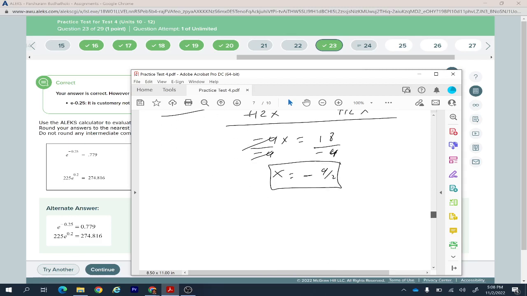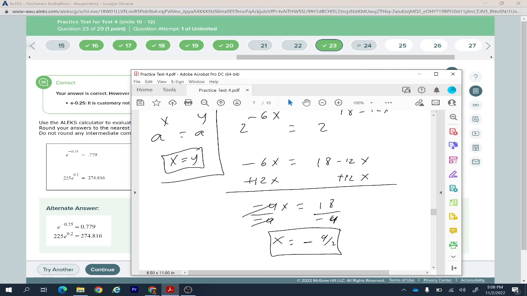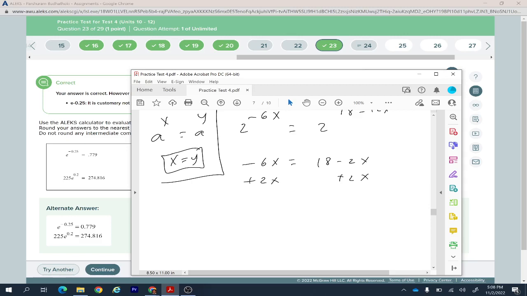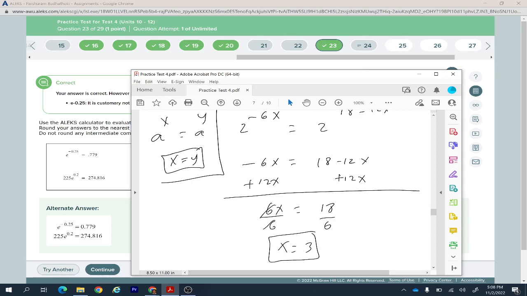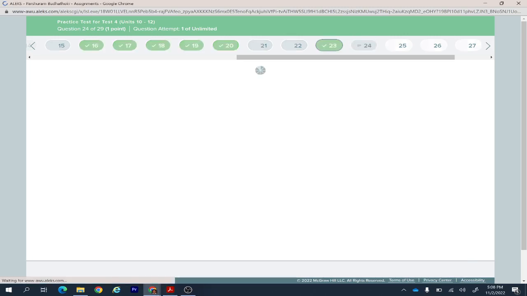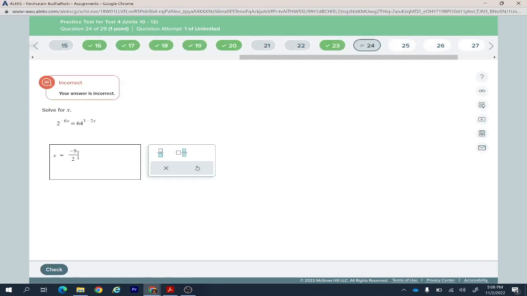Okay, you see, I have to redo this. Instead of positive, there is a negative 12, so I have to add 12x. That's the reason my answer was wrong. So it is 6x equals 18, and if I divide both sides by 6, x equals 3. So that's supposed to be the answer. I was wrong there, so just replace this with 3.